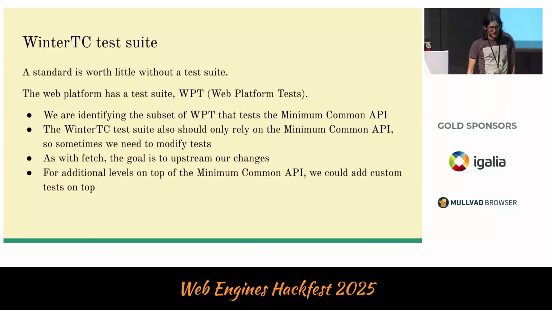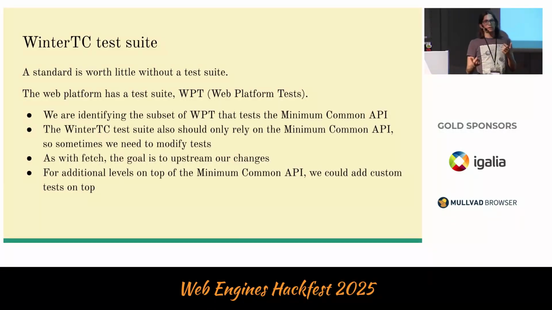And as with fetch, we don't want to have a fork of WPT. We want to upstream our changes. And in some cases, that means splitting tests so that one test has everything that we can use in the common minimum API, and then a different test has the stuff that is only relevant to browsers.